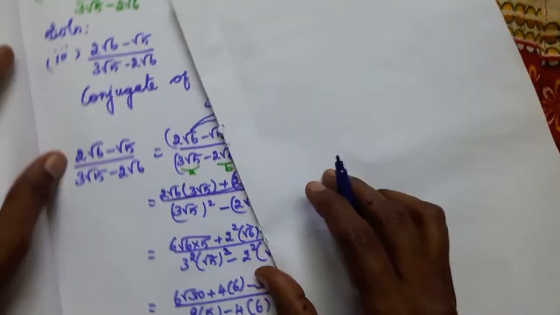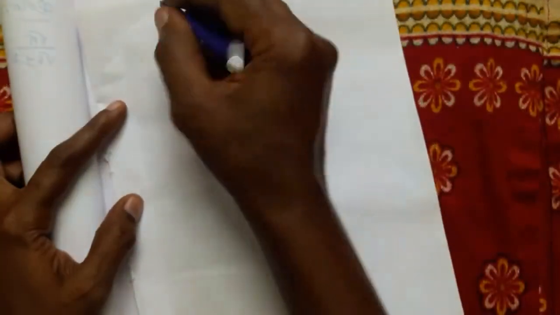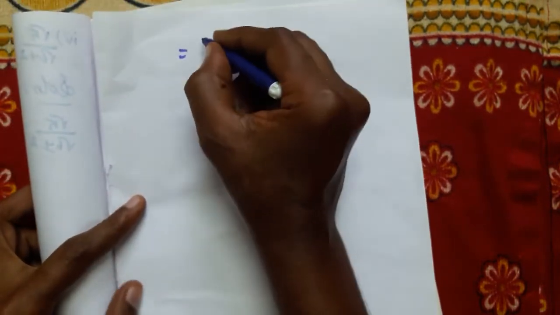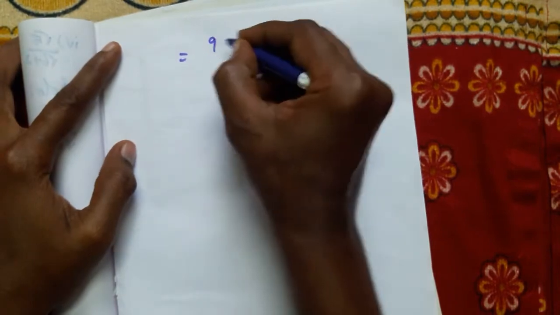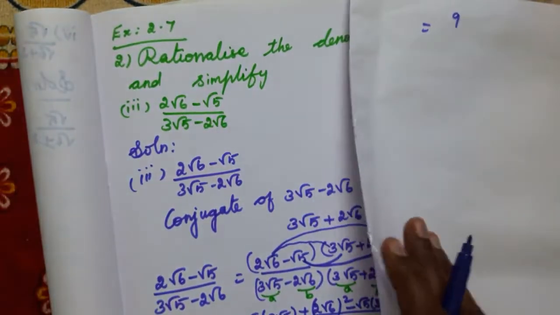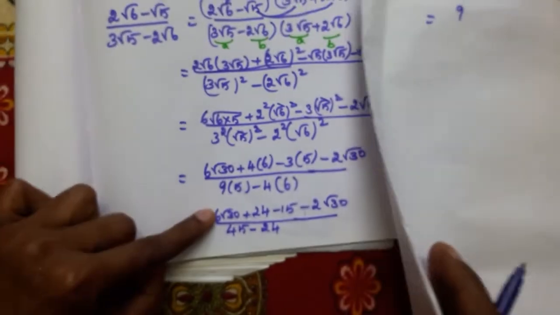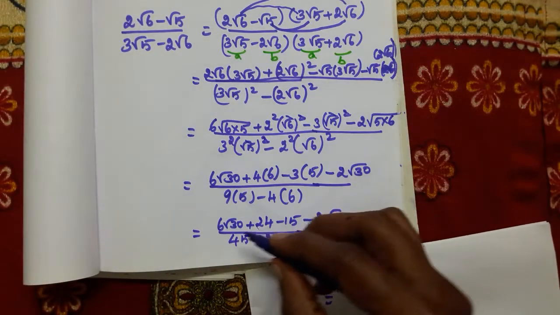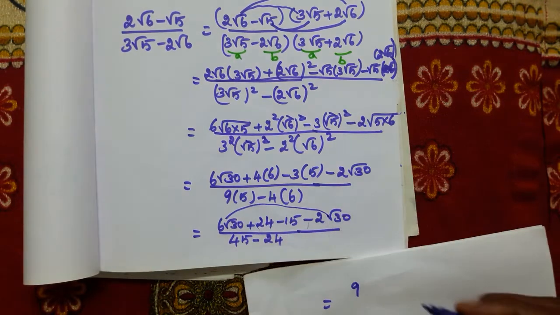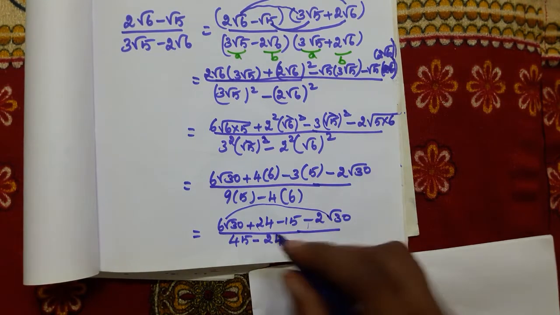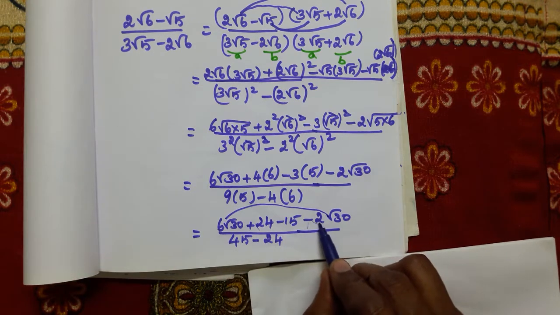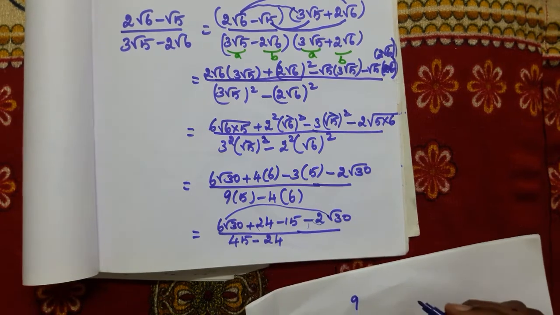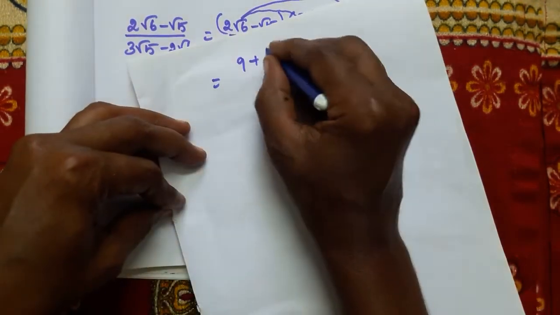24 minus 15 means 9. Next, 6 root 30 minus 2 root 30, what are we getting? 4 root 30. We only have to subtract the coefficients. So 6 minus 2 means 4 root 30.